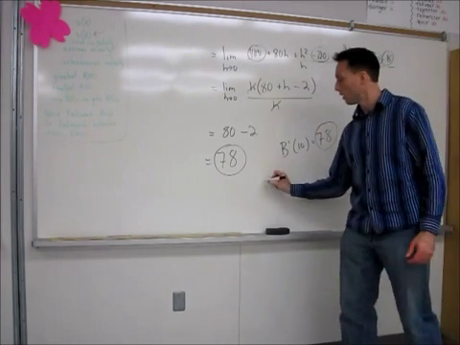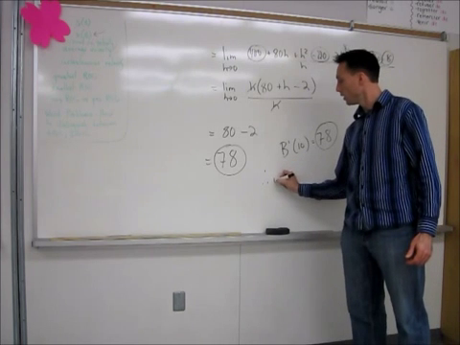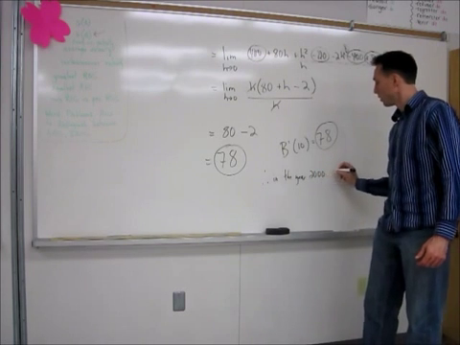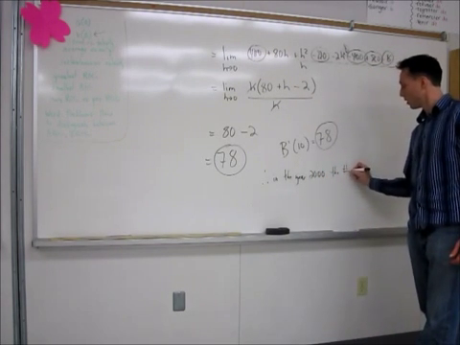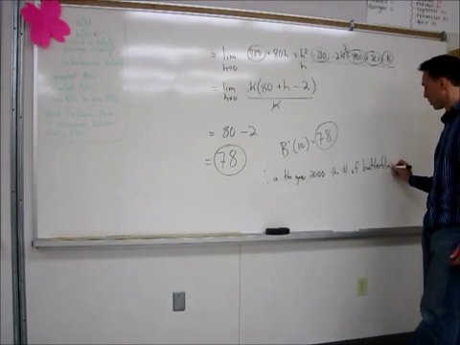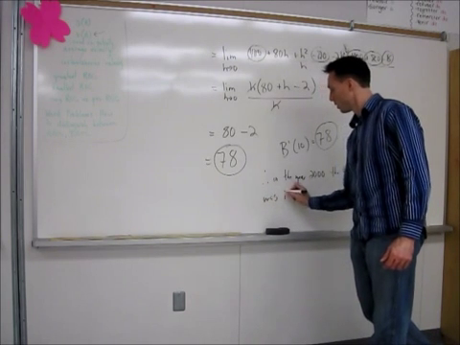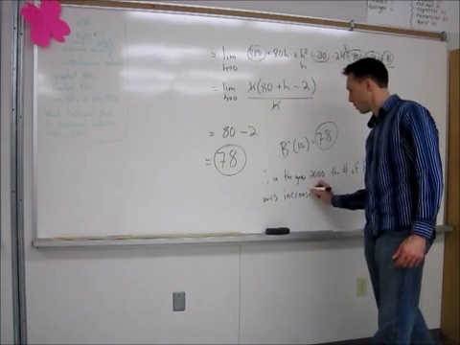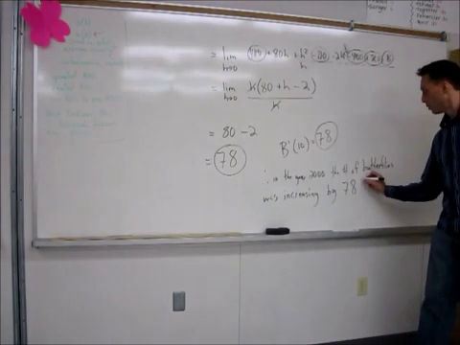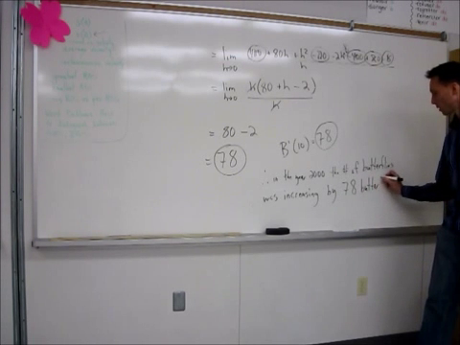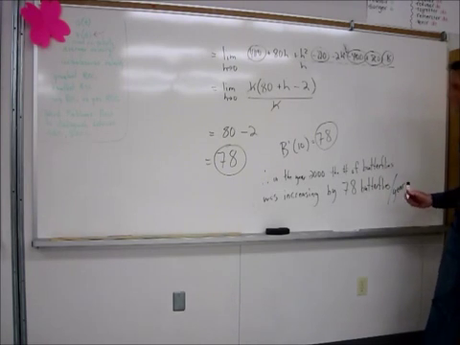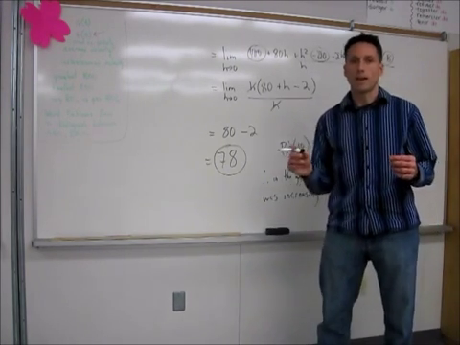What does that mean? We say, therefore, in the year 2000, the number of butterflies was increasing by 78 butterflies per year. At exactly that point, it was growing at 78 butterflies per year.